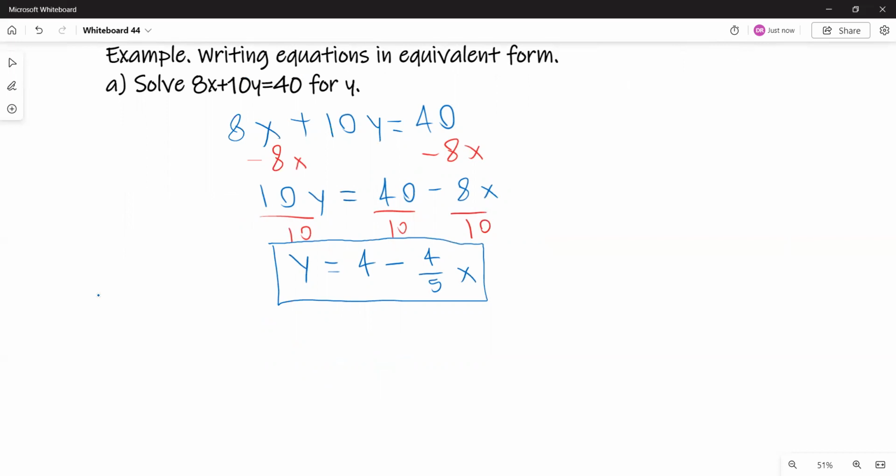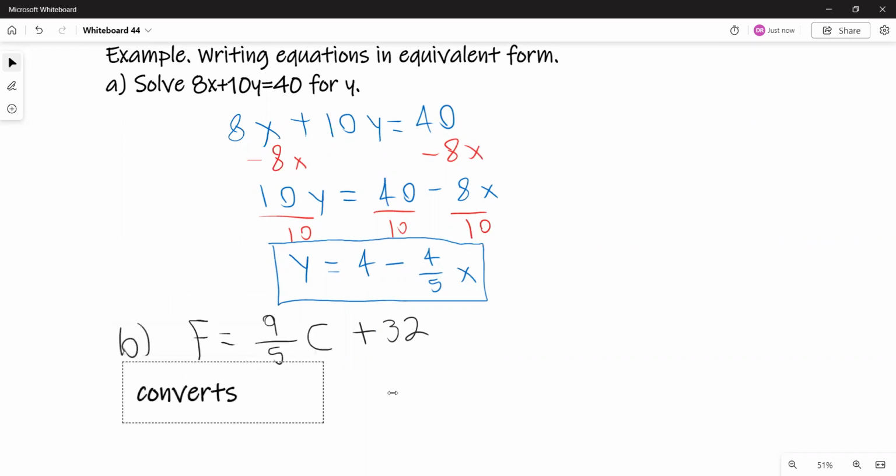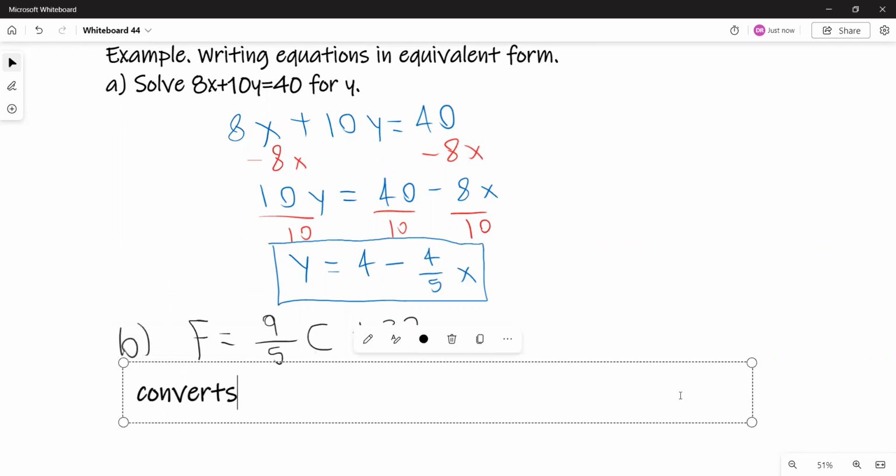And the equation F equals 9 over 5 C plus 32. This equation converts degrees Celsius to degrees Fahrenheit.